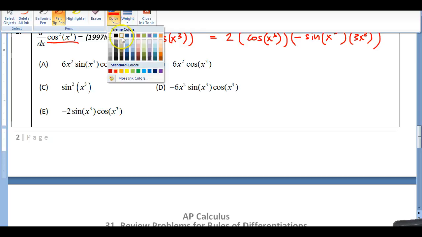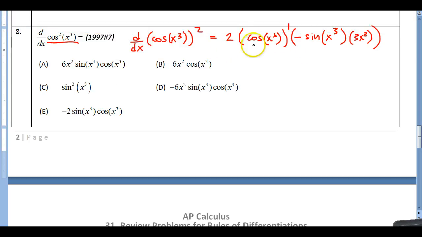So to help you see what's being multiplied, I'm going to rewrite this with parentheses around everything. The things that I can rearrange: I just have 2 by itself, and I have cosine of x squared by itself. This negative I can move to the front. Then I have sine by itself, and then I have 3 by itself, and then I have x squared by itself. These are all separate things.